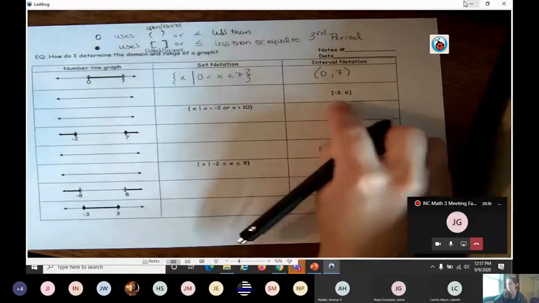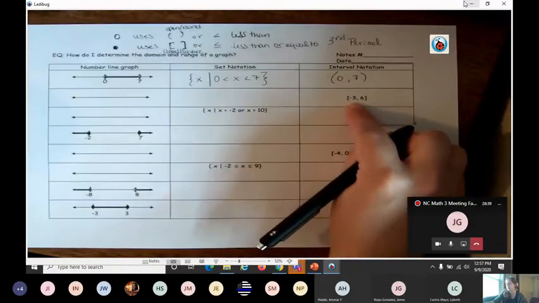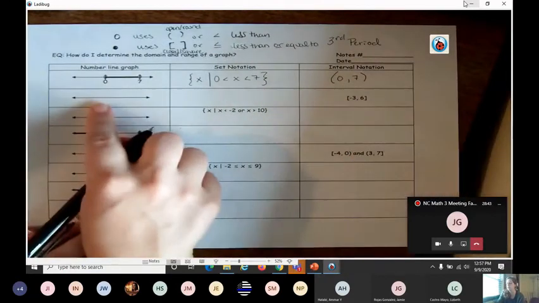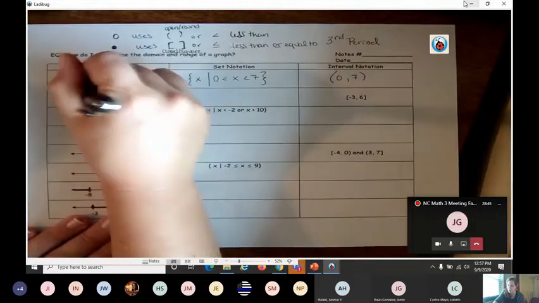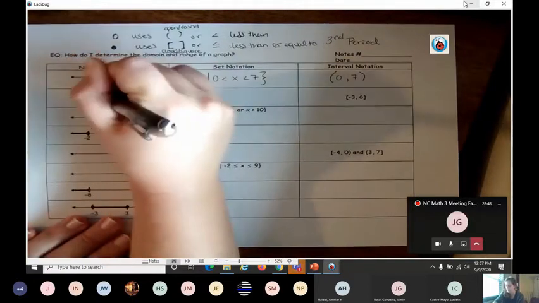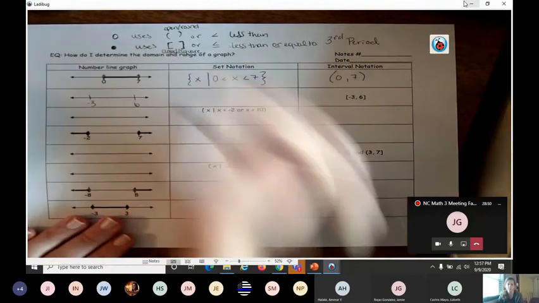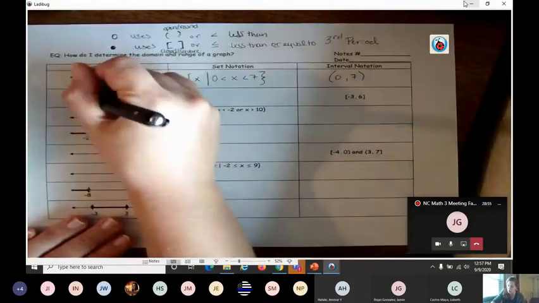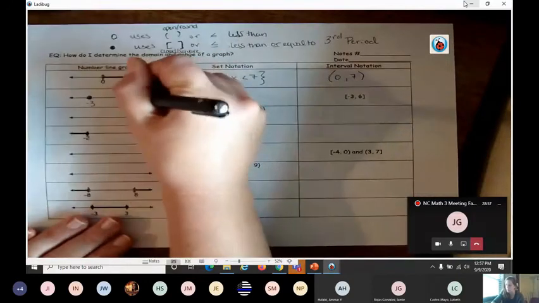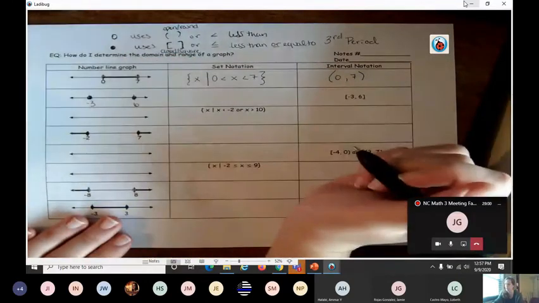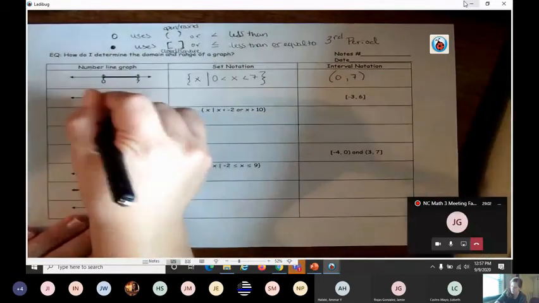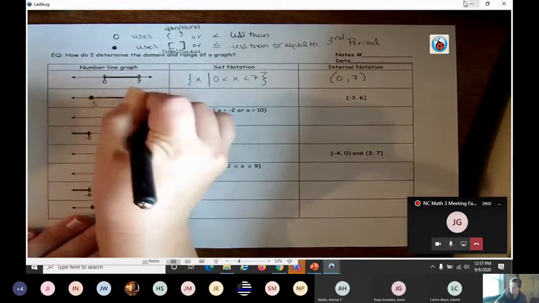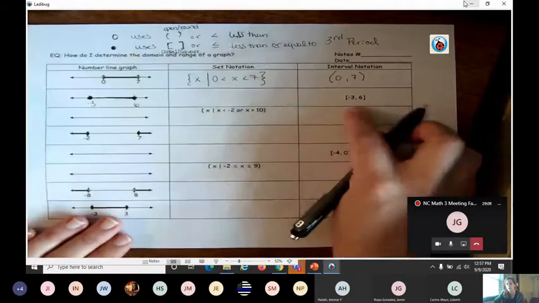Okay, so for the next one, we are given this interval notation, but we aren't given the graph, so we need to draw it out. So we need to go from -3 to +6. We have square brackets, which means I need to have closed circles. And we're going everything between -3 and +6. So that's what this notation means.